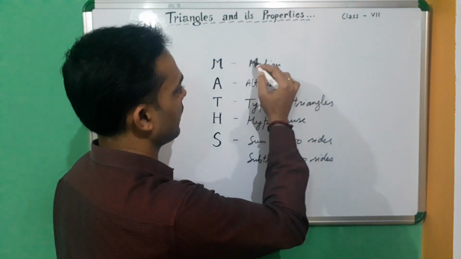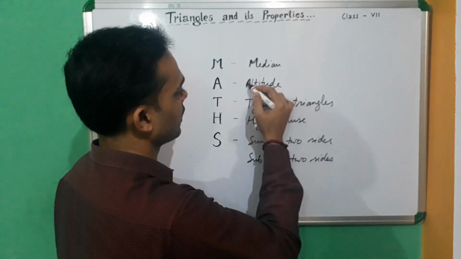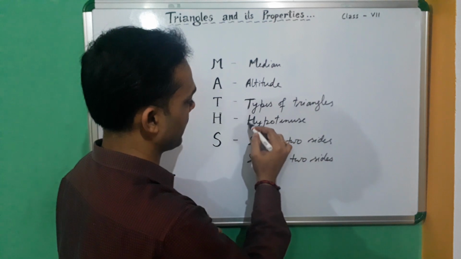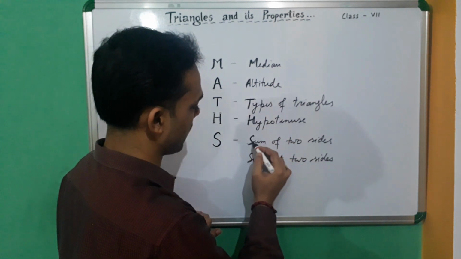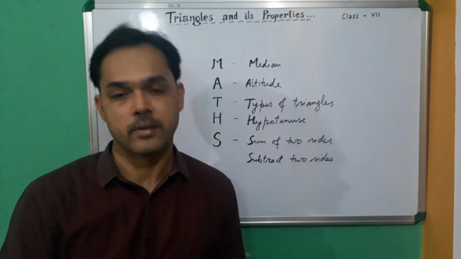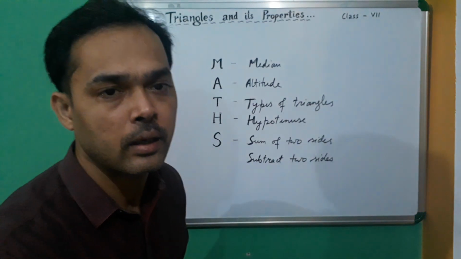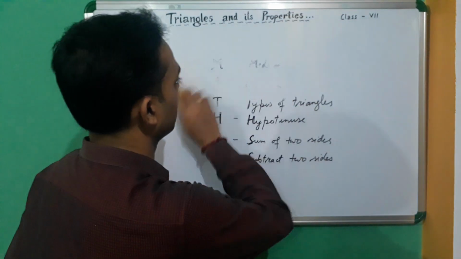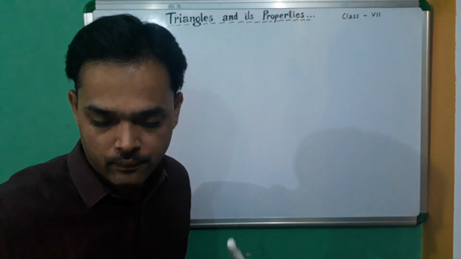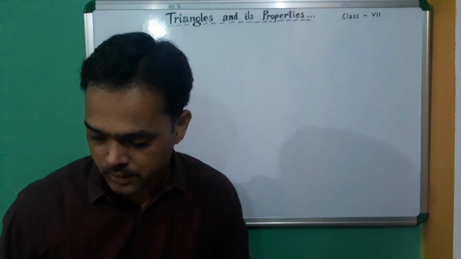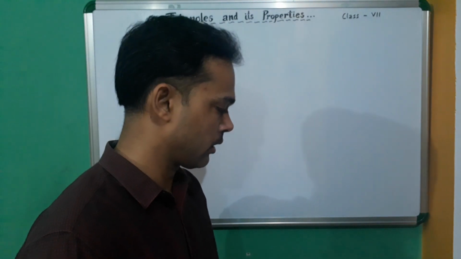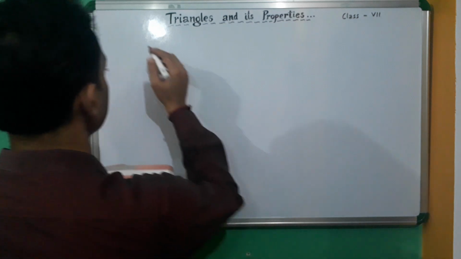So I am repeating, you have studied median, altitude, types of triangle, hypotenuse, and the sum and subtraction property of triangle. Now after this, let us move on to the questions on the basis of this, and for that we are going to do Try These of page number 113.